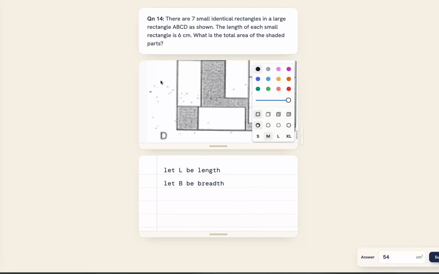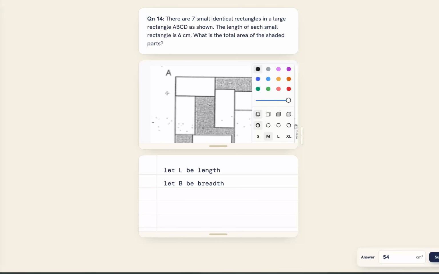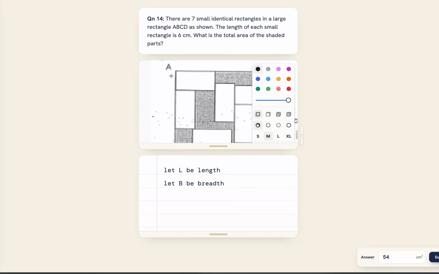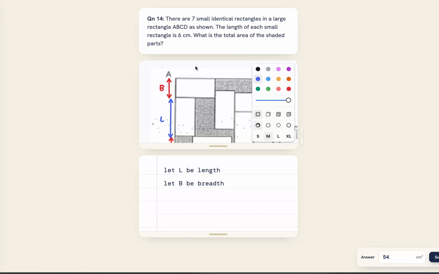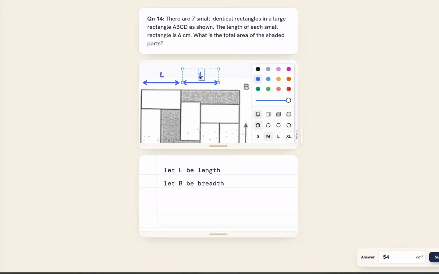So for this, we know that the breadth of this rectangle, if you look at this, this is one breadth, and this is one length, right? And this is one breadth as well. See over here. Then on the length side of the big rectangle ABCD, same thing, we have our length over here, another length over here, and we also have one breadth.